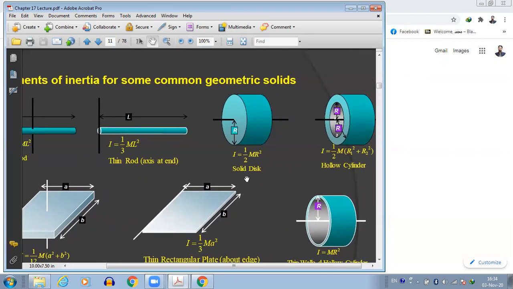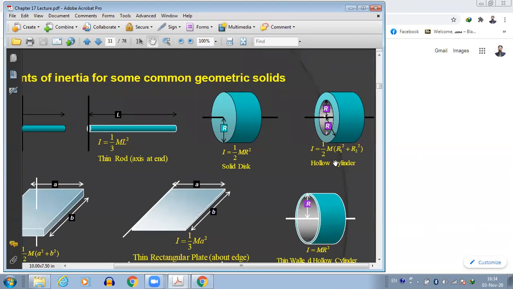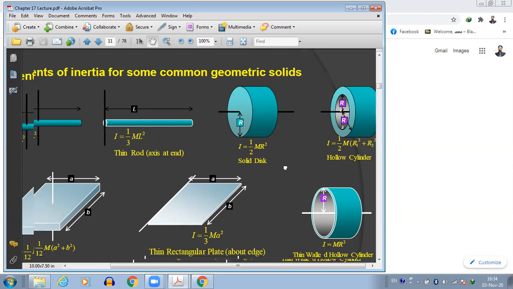If it is a solid disk, let's say this solid disk has a radius r, and its axis of rotation is in the center here. Then I is equal to half mr square. If it is a hollow disk, we'll have two radii here, one inner radius and one outer radius. For a hollow disk, again, we can consider it a discrete object, and the moment of inertia formula is already calculated and provided to you. I is equal to half m (r1 square plus r2 square).